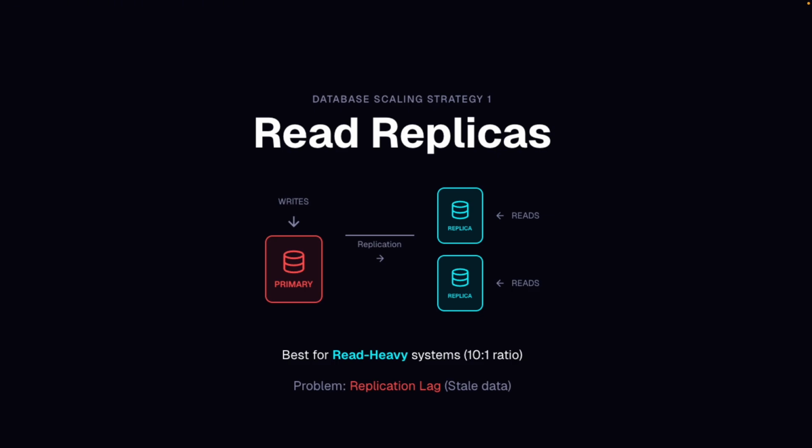But there is a catch. It's called eventual consistency. It takes a few milliseconds for the primary to copy data to the replica. So if you post a tweet and immediately refresh the page, it might not be there for 100 milliseconds. That is the price we have to pay for scale.